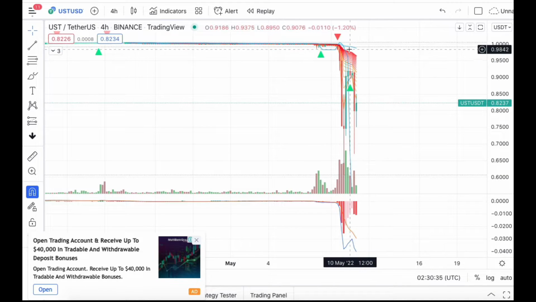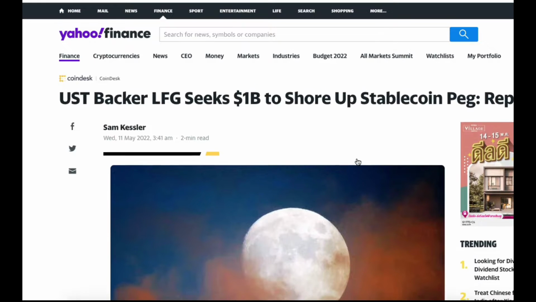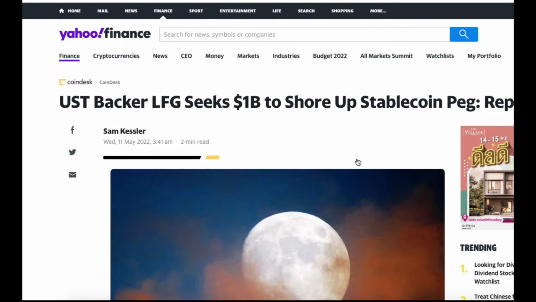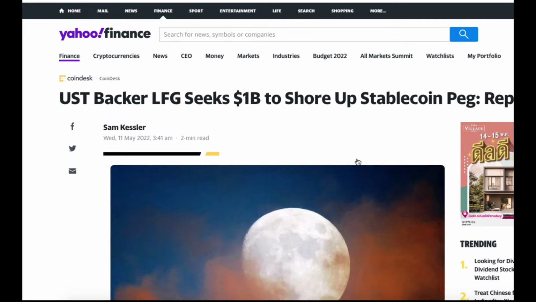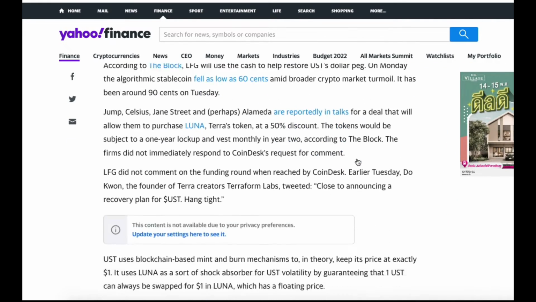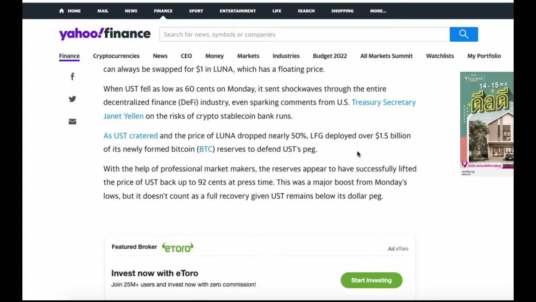So if you wish to find out about the UST and what happened to it, you probably come across articles like this, like UST backer LFG Luna Foundation Guard seeds 1 billion to short stablecoin, etc. So you probably can do a little read up about this, and you can follow the various news and understand what's going on, what's happening.